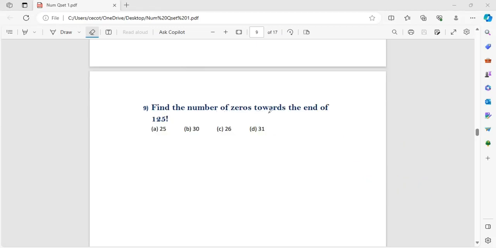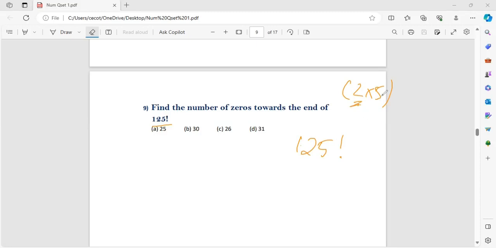To find the number of zeros towards the end of 125 factorial, trailing zeros. We have already discussed these logics, concepts. So 125 factorial, we know to get a 0, we need a multiplication pair of 2 and 5, isn't it? So our aim is to find out how many multiplication pairs of 2 and 5 are there in the given number. So in factorials, we know that the multiples of 2 will be more than the multiples of 5.